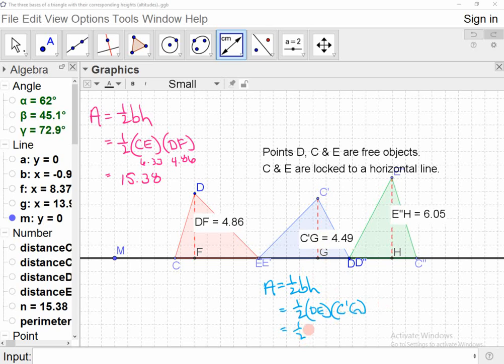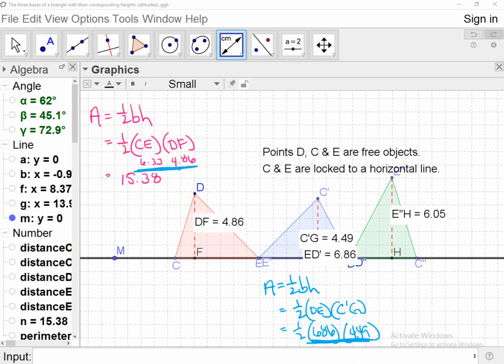So what we're doing is multiplying 1/2 DE, I'll ask it what it is here in a minute, times C prime to G, which is 4.49. Let's see what it tells me that this distance here is, 6.86. Now, here's my question. Would you guys agree that these two numbers right here, 6.33 and 4.86, are different than these numbers right here of 6.86 and 4.49?